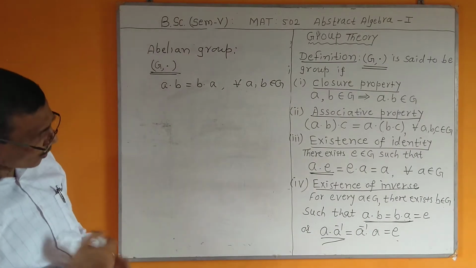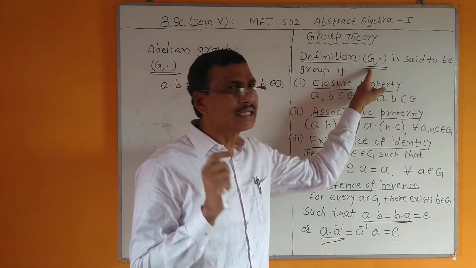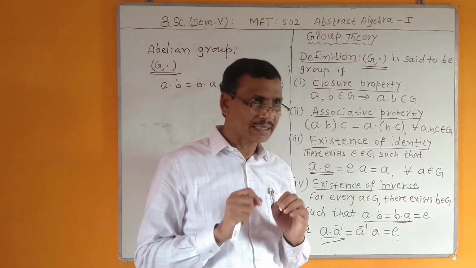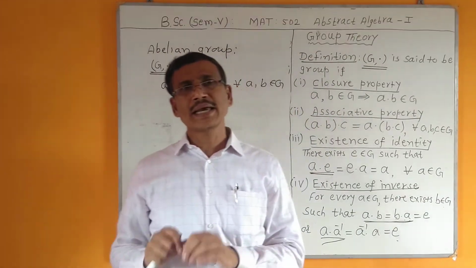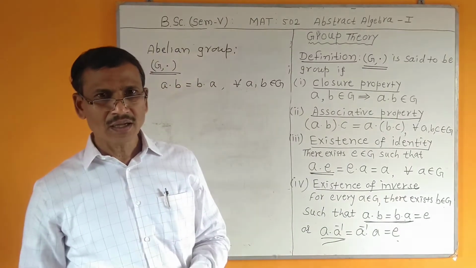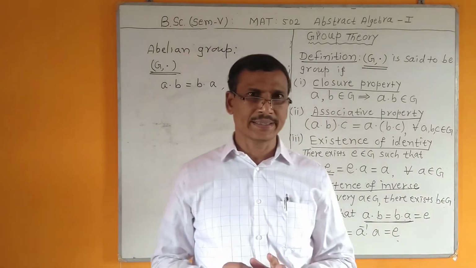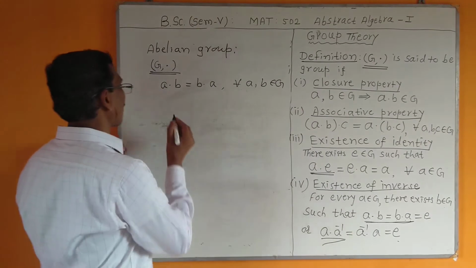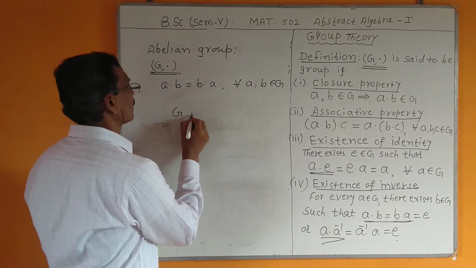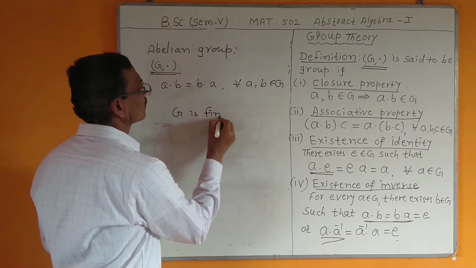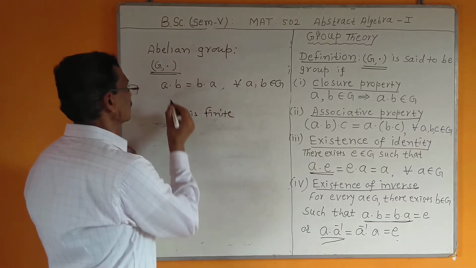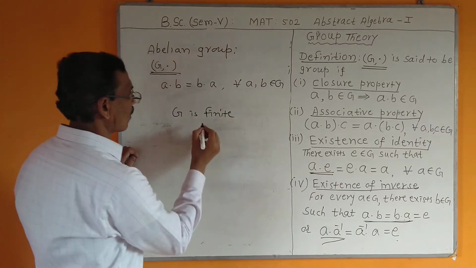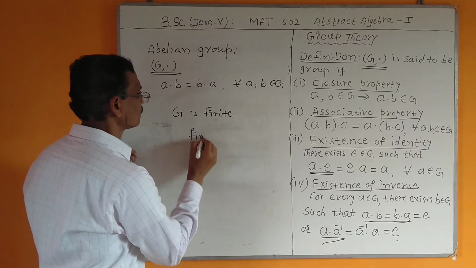Okay. Now here we have taken G to be any non-empty set. As we have said, it may be finite or may be infinite. If the set G is finite, then the (G, dot) is called a finite group.